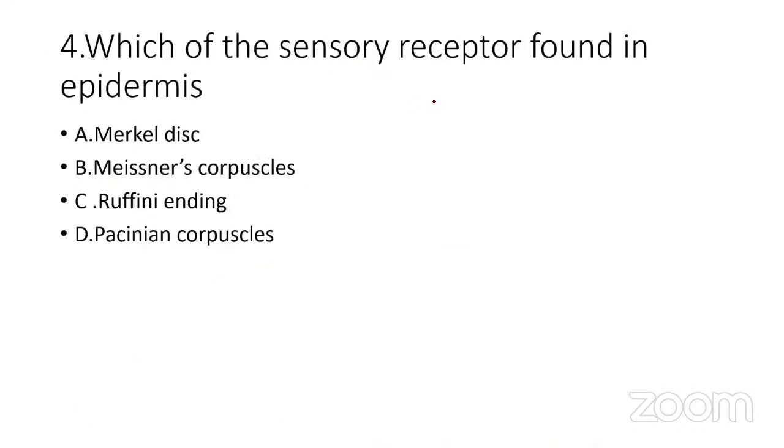Which of the sensory receptors is found in epidermis? We have Merkel's disc, Meissner's corpuscles, Ruffini ending, and Pacinian corpuscles. These are somatosensory receptors present in our skin.